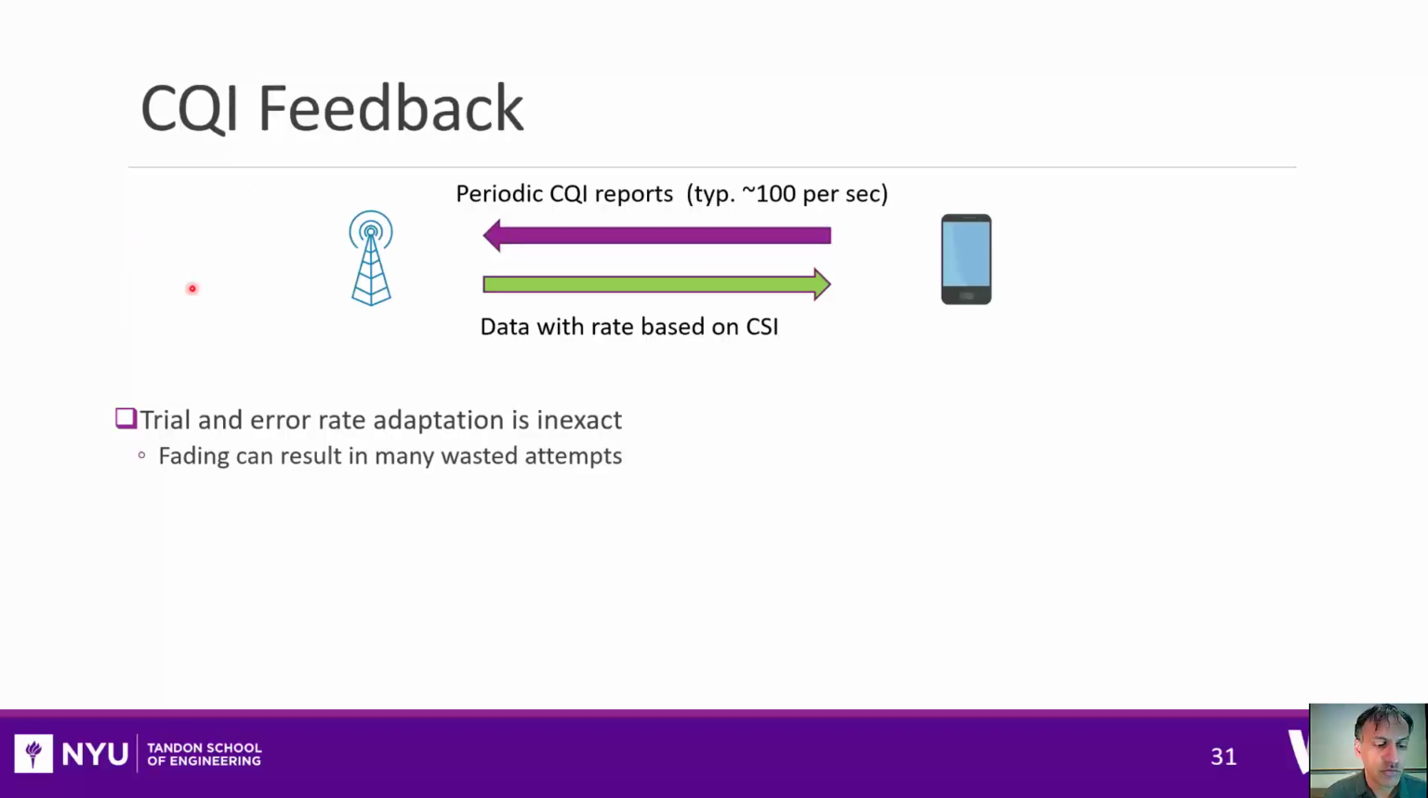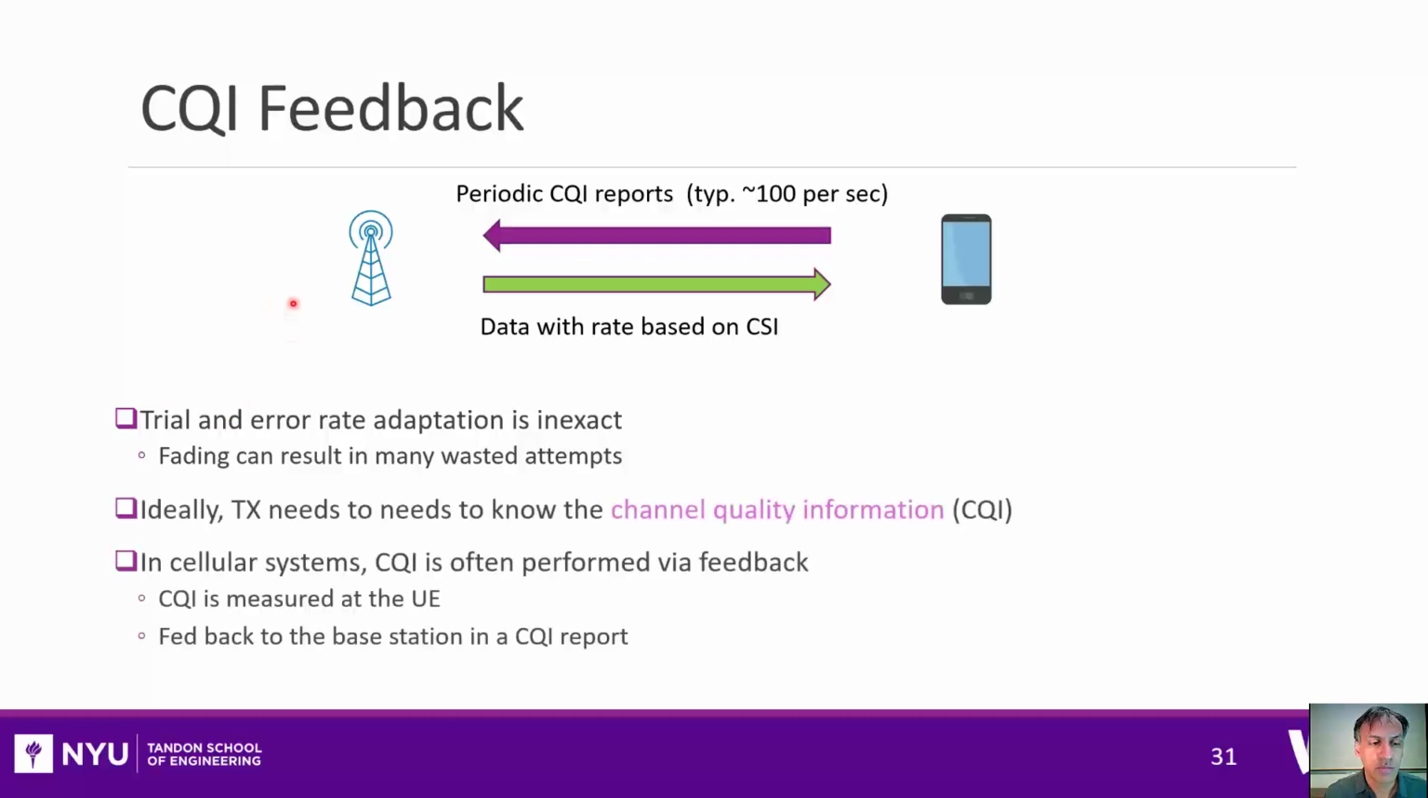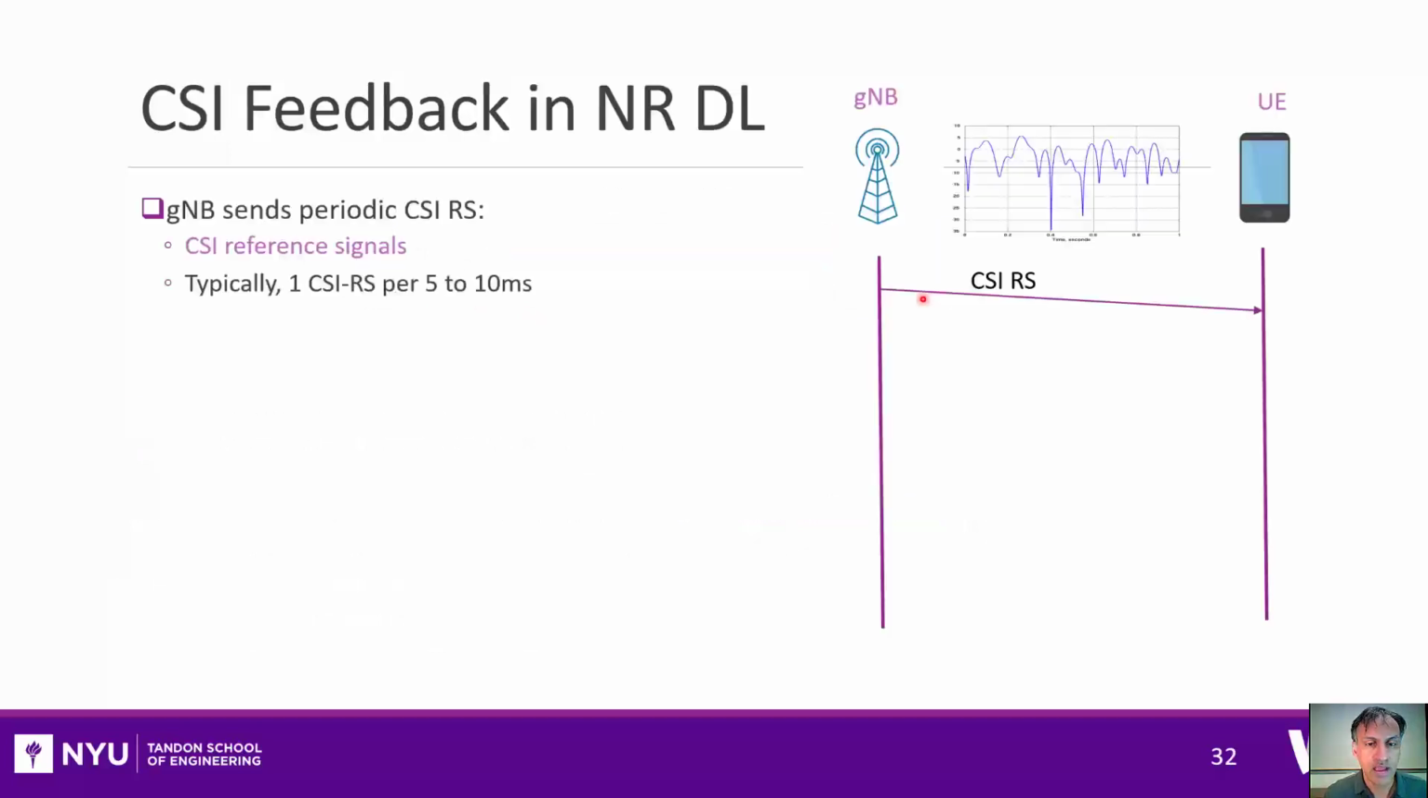So we saw that trial and error type rate adaptation is going to be inexact and will generally result in a lot of wasted attempts. So almost all cellular systems use some kind of channel quality indicator, or sometimes called channel state information feedback, back from the receiver. In most cellular systems, these consist of CSI or CQI reports, maybe in the order of about 100 times a second, and that will basically tell the base station, which is trying to make the scheduling decisions, what that channel quality is, and then it can make a much better MCS selection on the downlink. So let's take a look at how that works.